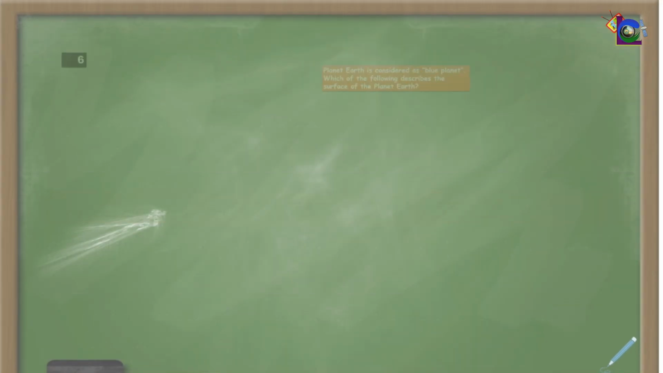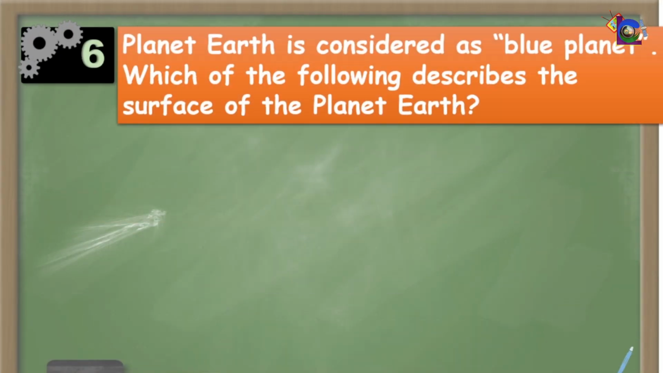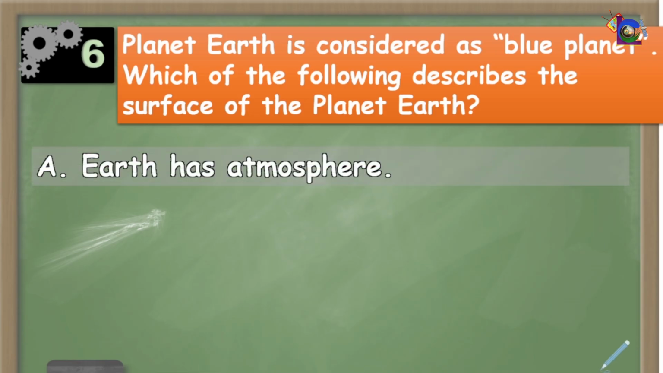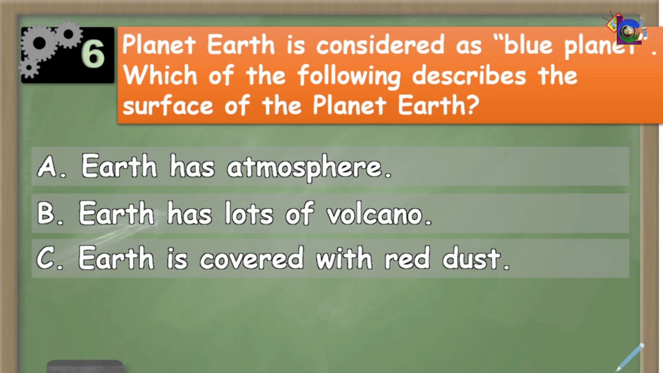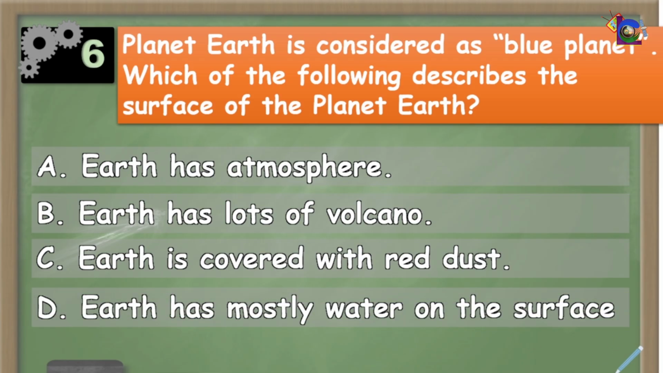Question number 6. Planet Earth is considered the blue planet. Which of the following describes the surface of planet Earth? Is it A, Earth has an atmosphere? B, Earth has lots of volcanoes? C, Earth is covered with red dust? Or letter D, Earth has mostly water on the surface? The correct answer is letter D.